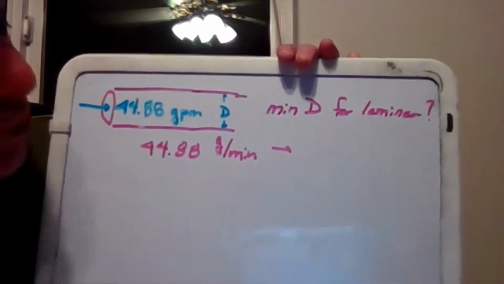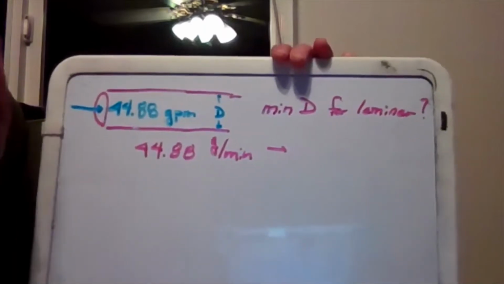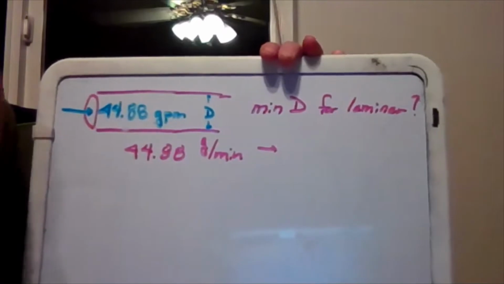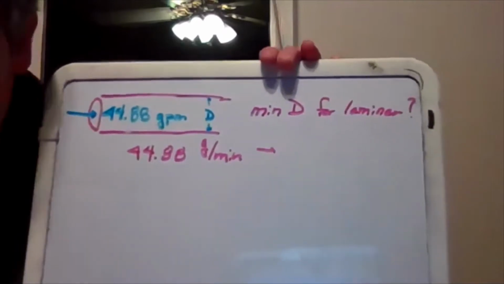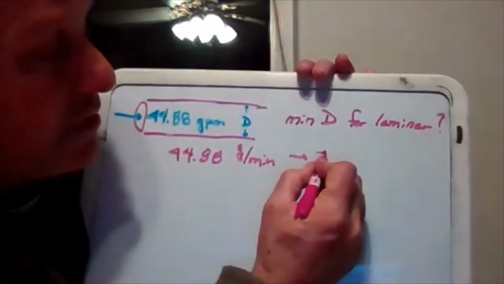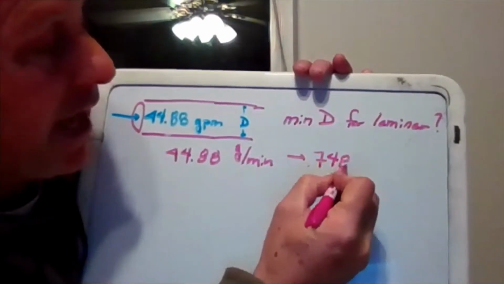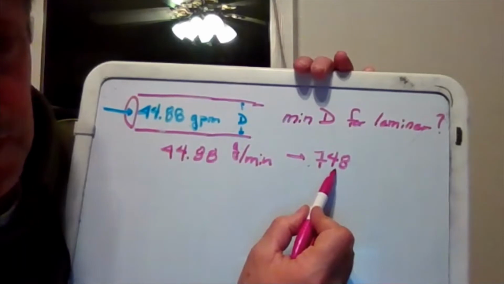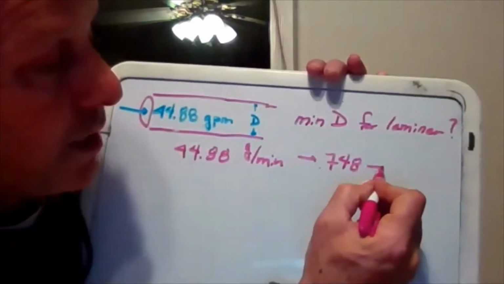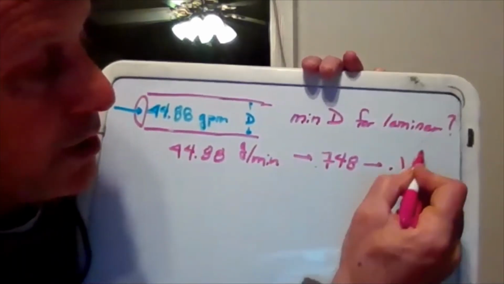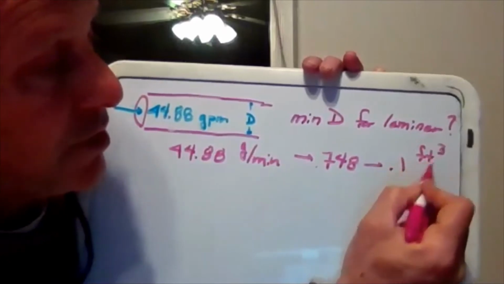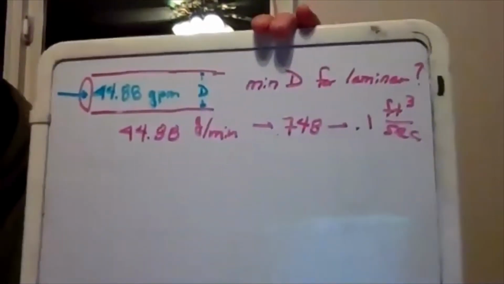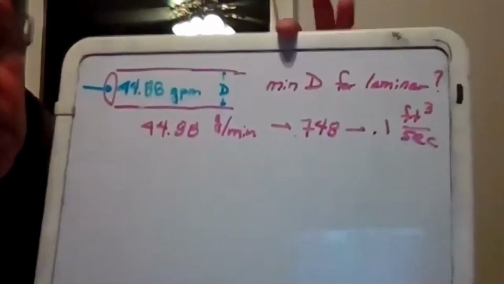But how many cubic feet is that? Well, remember that 1 cubic foot has 7.48 gallons in it. So I could do 0.748 gallons and recognize that that is going to be 1/10 of a cubic foot. So our flow rate is going to be 0.1 cubic feet per second, and that's a volume flow rate. So you might want to pause and see, once you have that number, if you get going on it.